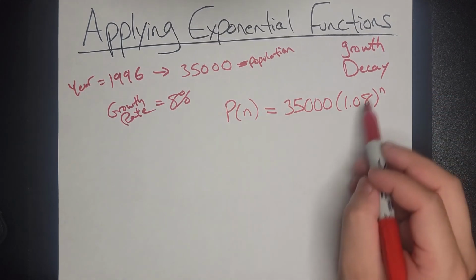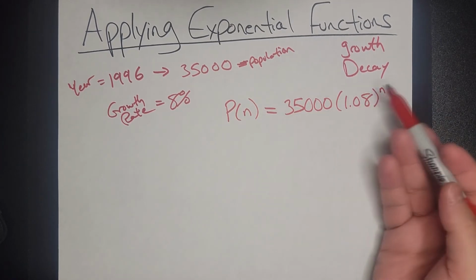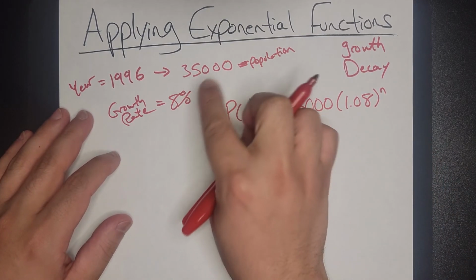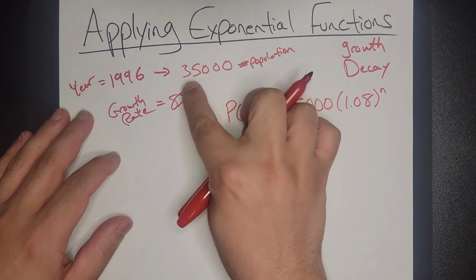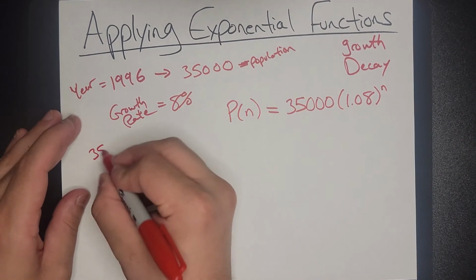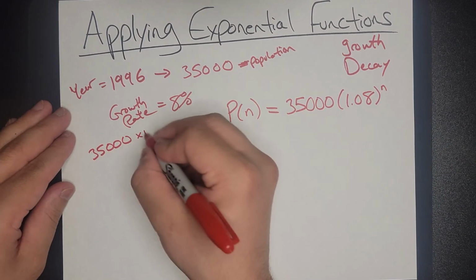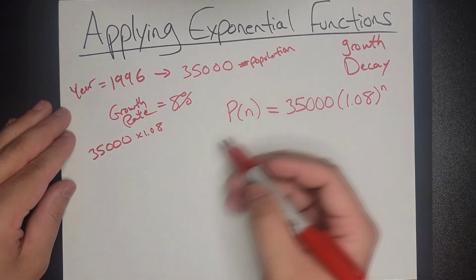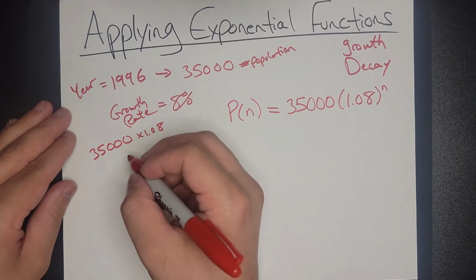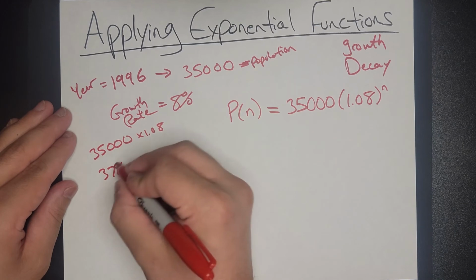So, this is basically what you need to understand. This is a growth or even a decay formula. So, for the population to grow 8% from 35,000, if you were to multiply it by 1.08, that's basically giving it the 8% growth rate. You're saying that it's going to become 37,800.